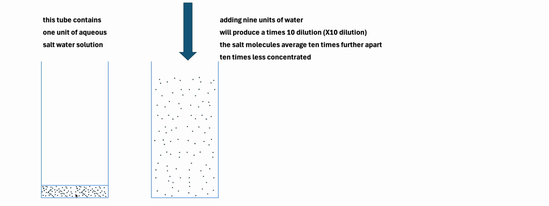Here, of course, this had a lot of salt taking up volume there. Salt's taking up the volume here, but it's spread out a little more. In fact, it's spread out 10 times as much. So that's called a times 10 dilution.